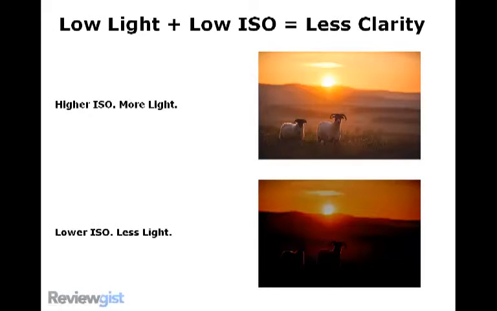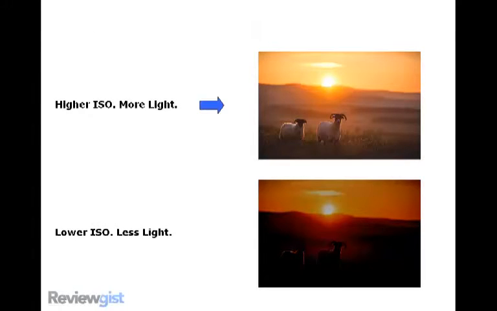These two pictures were taken in the exact same lighting environment. The one on top was taken at higher ISO, which means the camera was more light sensitive and produced a brighter picture, while the one below was taken at a lower ISO, which means the camera was less light sensitive and produced a darker picture.